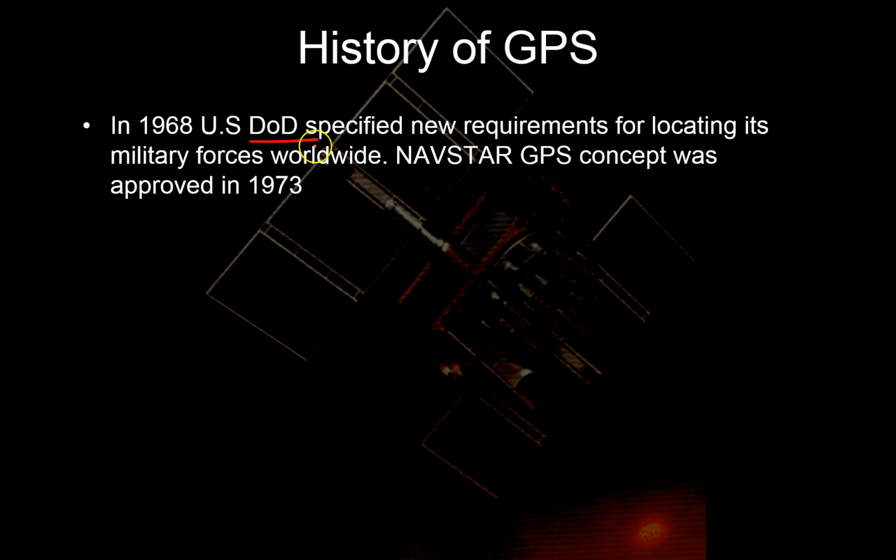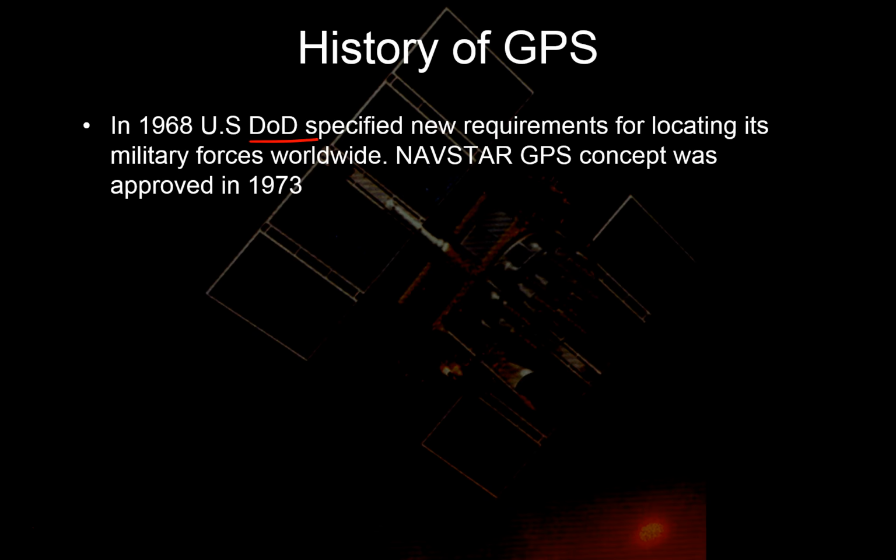All right, so DoD, the Department of Defense, specified new requirements for locating its military forces worldwide. The concept of Navstar GPS was approved in 1973. GPS built on existing positional concepts. One was Transit, which was another satellite-based system that the U.S.